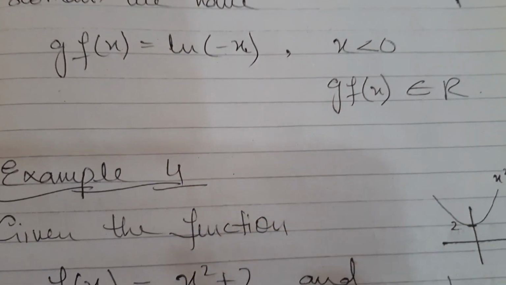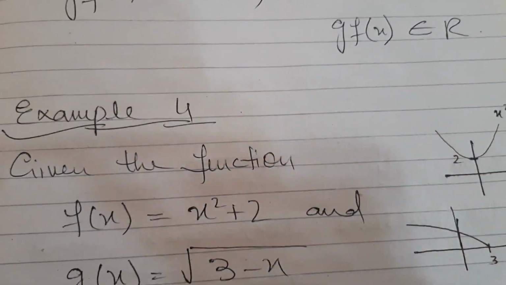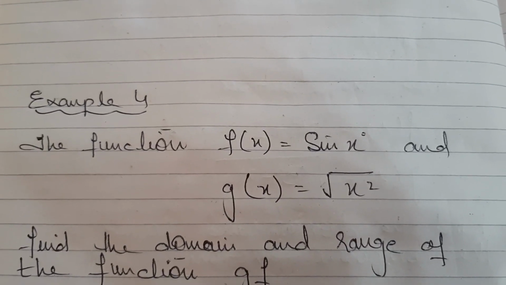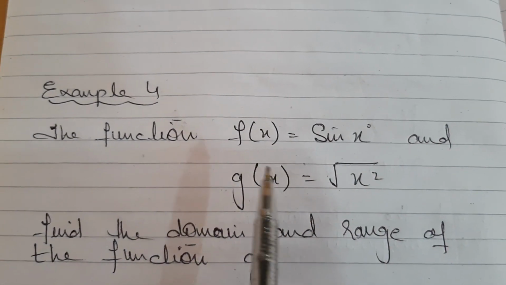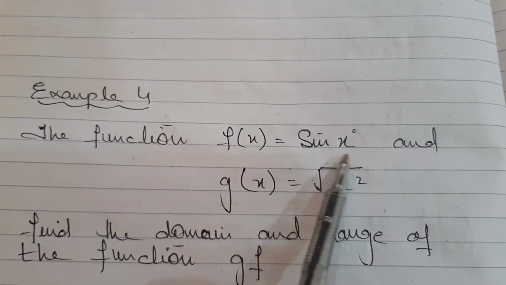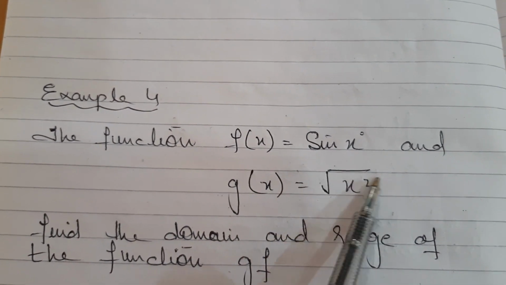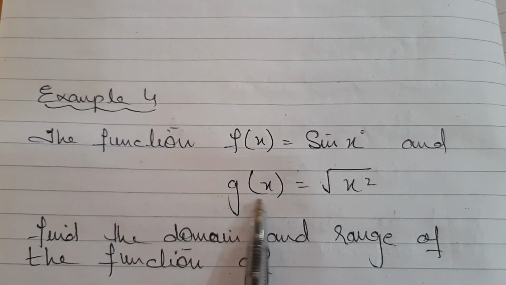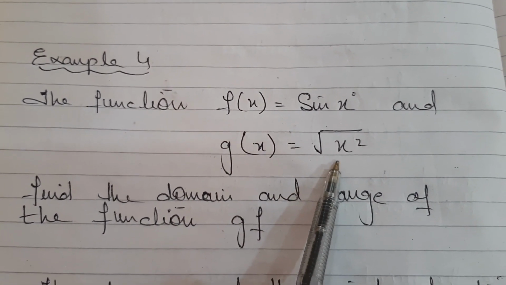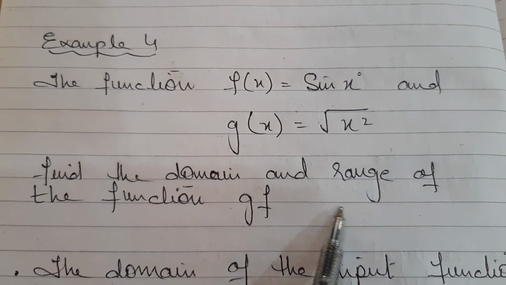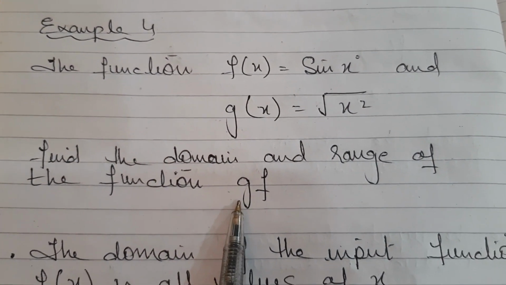Let's see another example, which is example 4. So now let's see this example. The function f of x is sine x, the sine graph. I know the sine graph shape, I'll show you in a while. And g of x is root x square. You have to find out the domain and range of g of f.